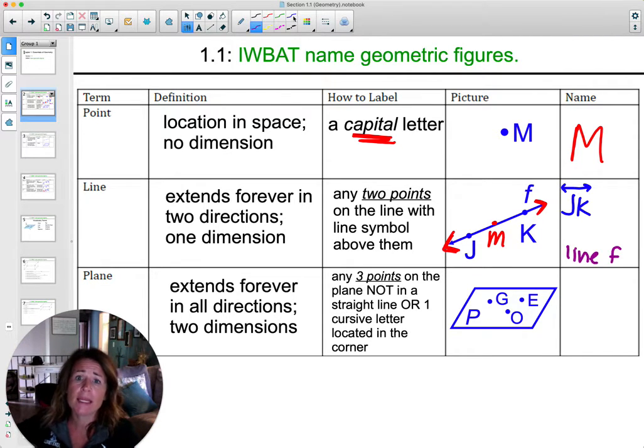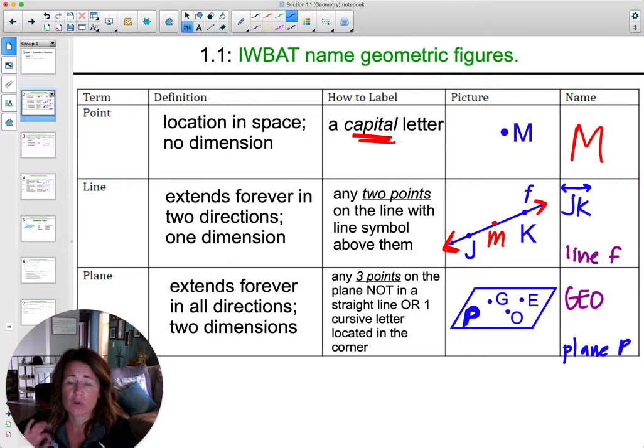For naming a plane, we use any 3 points that are not in a straight line. So you can't choose points that all are on a straight line. So G, E, and O, you see how they have little points next to them? We can use those. So this would be plane GEO. Or it will sometimes have a bold capital letter in the corner. So this one we can also name plane P. So 3 points that aren't all in a straight line, or a bold capital letter in the corner of the plane.